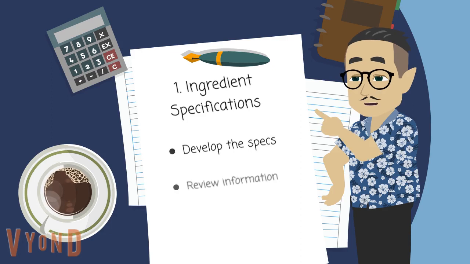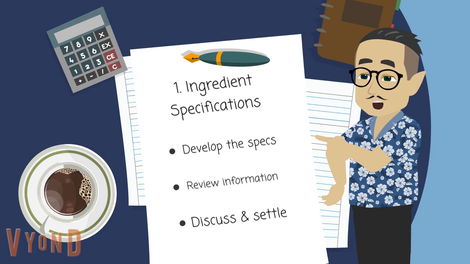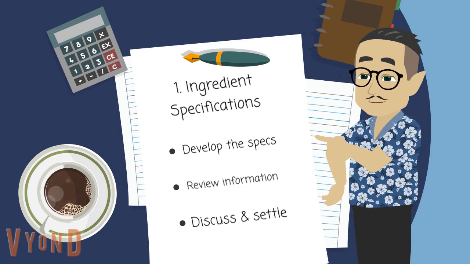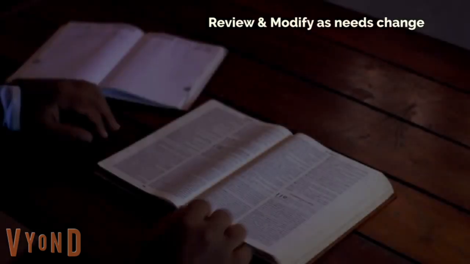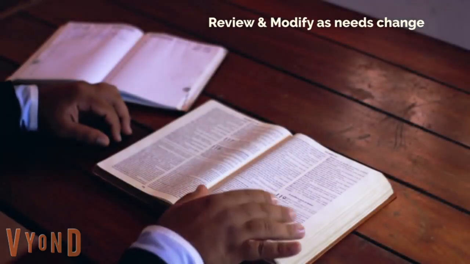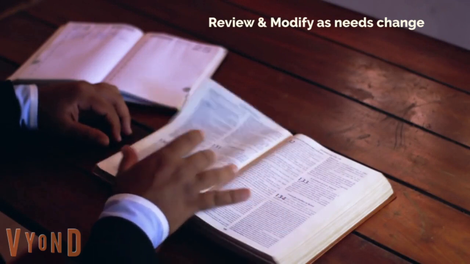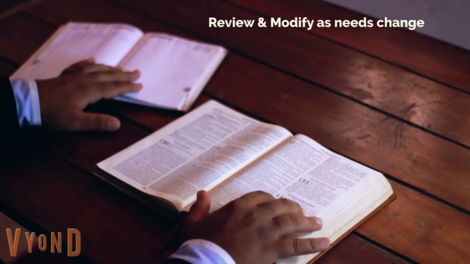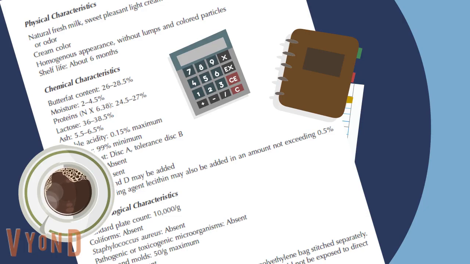The first procedure is ingredient specifications. The final product can only be as good as the raw materials and ingredients that you put into it. Therefore, the best starting point is developing ingredient specifications. You must make sure to review all information and modify the specification as needed. It is also important to discuss and settle this specification with the supplier. The ingredient specifications should be documented to maintain consistency.